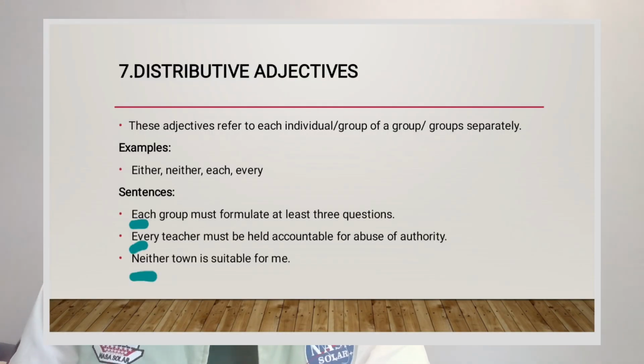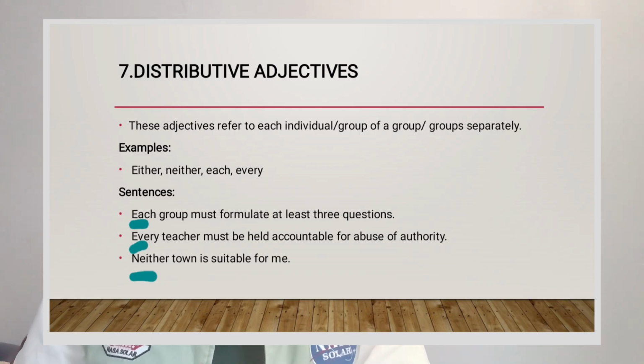We move on to distributive adjectives. These adjectives refer to each individual of a group or groups separately. Examples are either, neither, each, every. Let's try and use these in sentences.